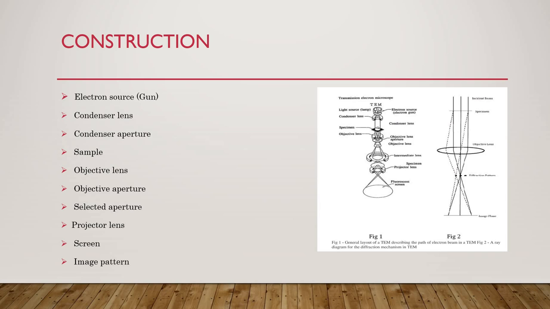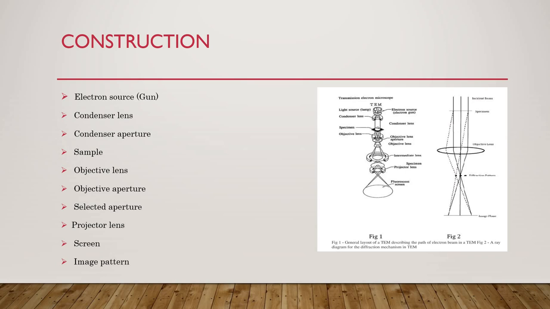Next is the condenser aperture. A condenser aperture is a thin disc or strip of metal with a small circular through hole. It is used to restrict the electron beams and filter out unwanted scattered electrons before image formation. Next is the sample. The beam from the condenser aperture strikes the sample and the electron-sample interaction takes place in three different ways: unscattered electrons, elastically scattered electrons, and inelastically scattered electrons.